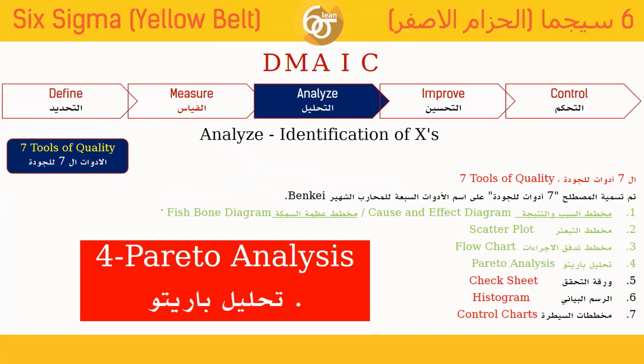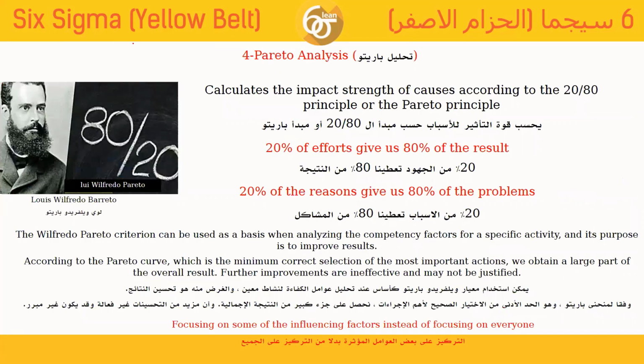Okay. Number four, we have something called Pareto analysis. So what do we mean by Pareto analysis? Pareto analysis calculates the impact and strength of the cause according to the 80-20 principle of the Pareto. Who is Pareto? Pareto is an Italian mathematician. His name is Vilfredo Pareto. So this guy came up with the 20-80 principle.